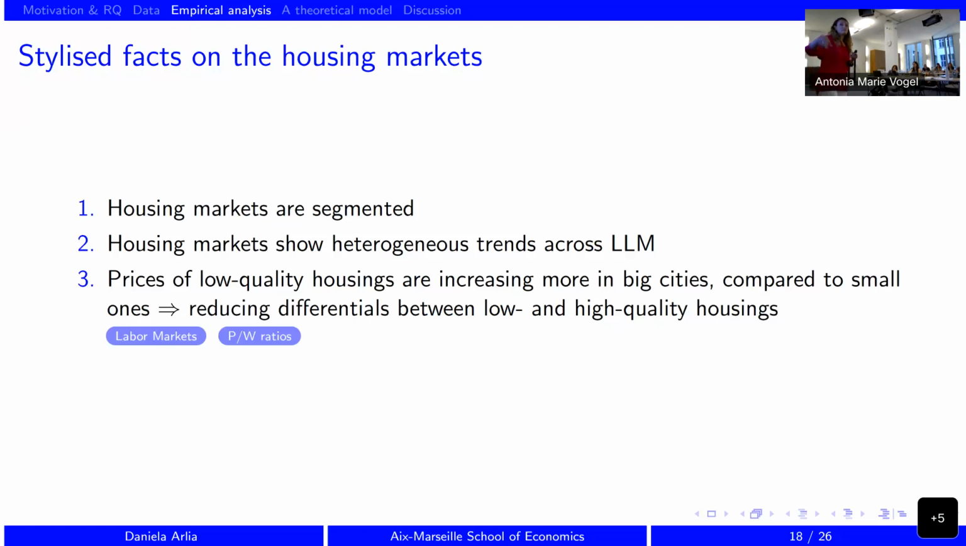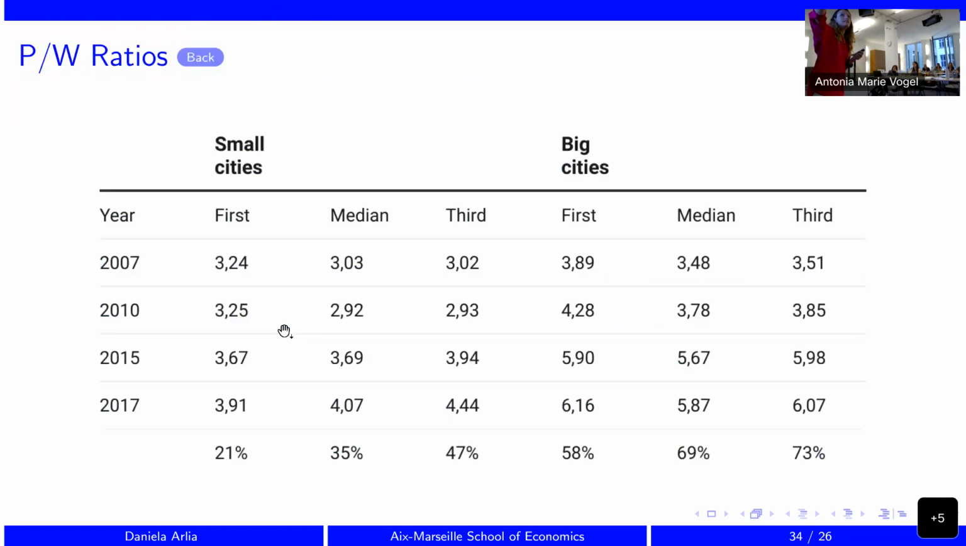And if we look at the price to wage ratios, so I computed annual wages, for example, in big cities for the first quartile, it was at 6.16, so it was higher than the other quartiles of the distribution. And we can go back.